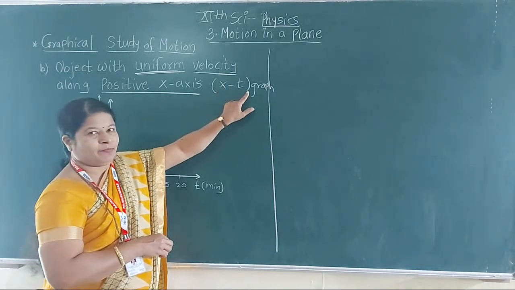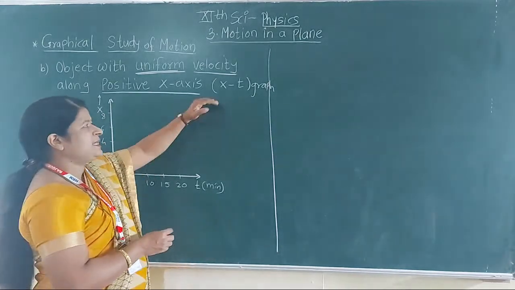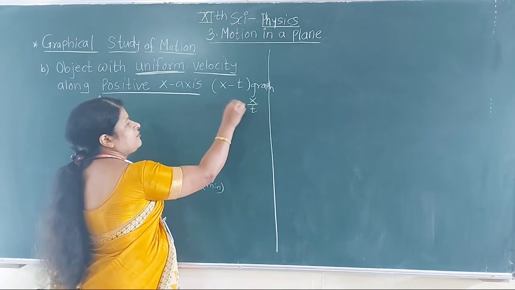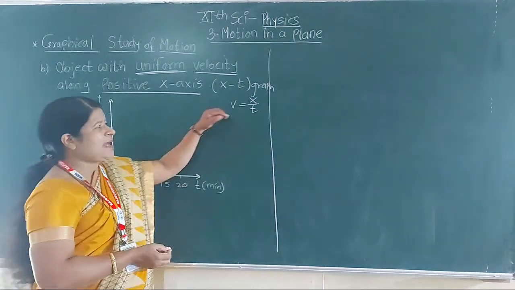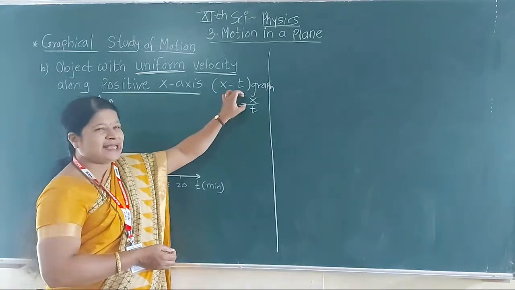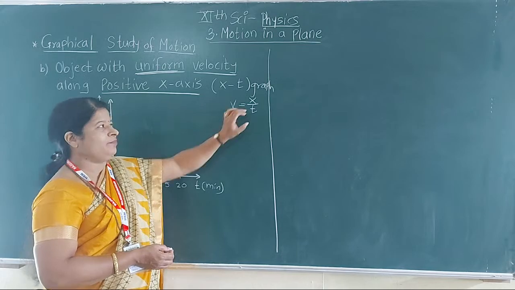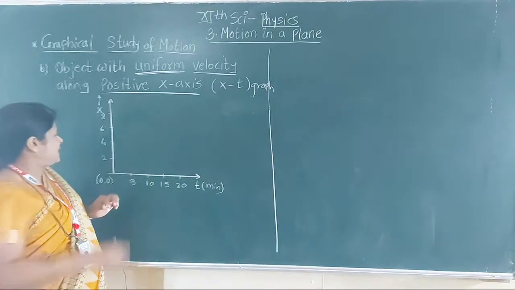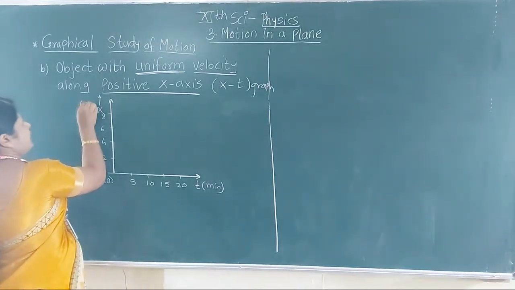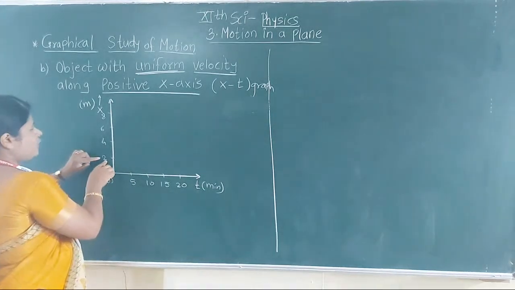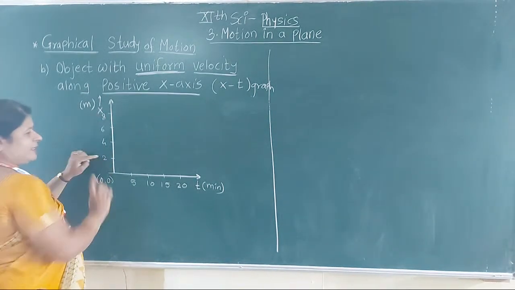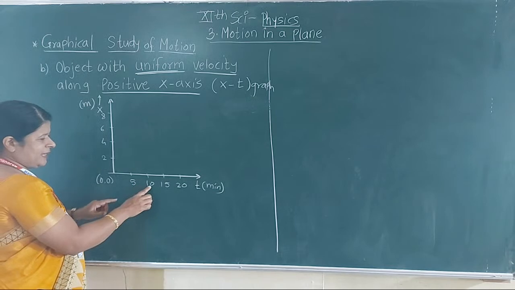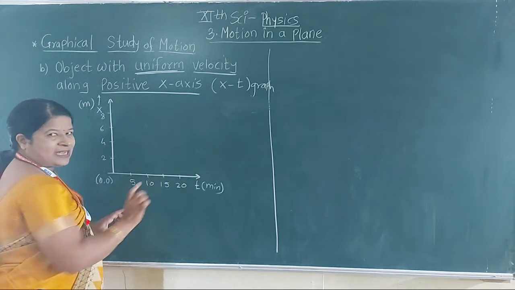Displacement time graph. Now we know that displacement, that means x, divided by time, we get velocity. The formula for velocity is v is equal to displacement divided by time. So, along the y-axis there is displacement of the object in meters: 2 meter, 4 meter, 6 meter, 8 meter. And along the time axis there is time: 5 minutes, 10 minutes, 15 minutes, 20 minutes.